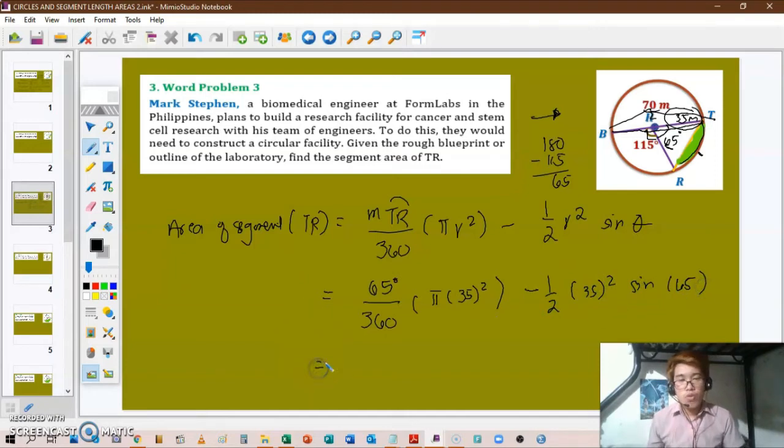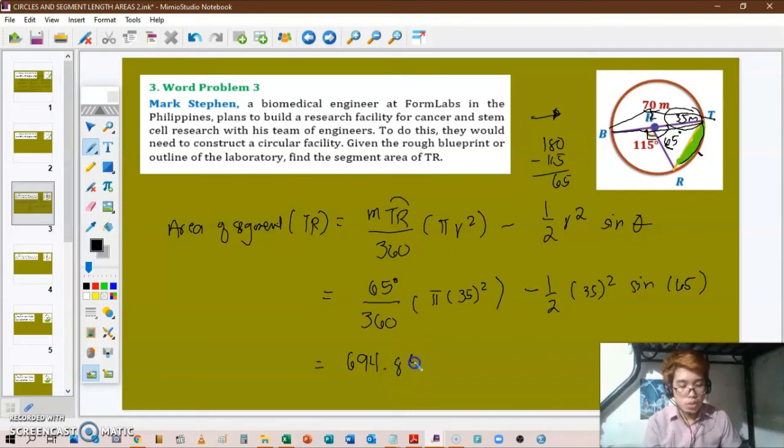To solve for this problem, we have 65 over 360, and we multiply that by 35 squared, and then times pi. That's going to give us 694.86.